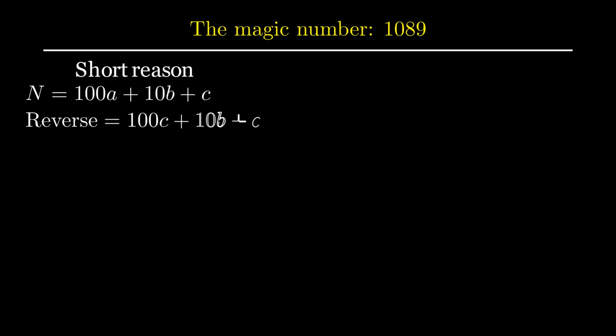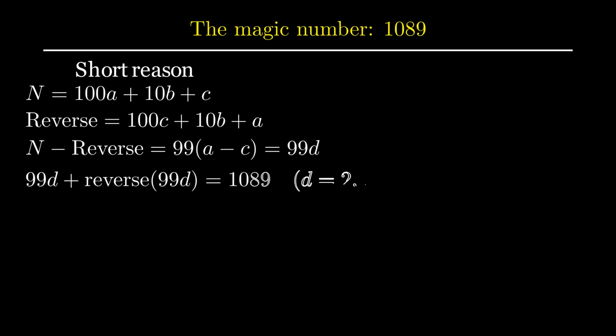Let the three-digit number be 100A plus 10B plus C. And assume A is bigger than C. The difference between the number and its reverse is 99 times (A minus C). Call that 99D, for any D from 1 to 9. 99D and its reverse add to 1089.